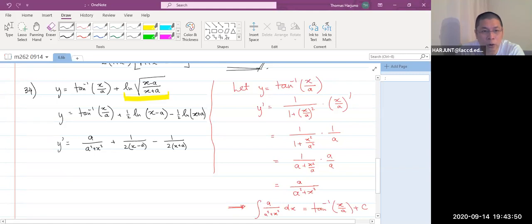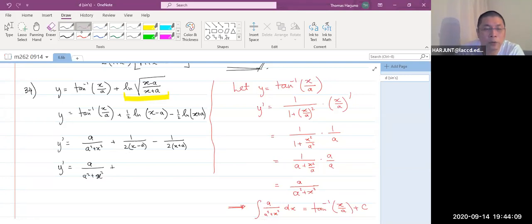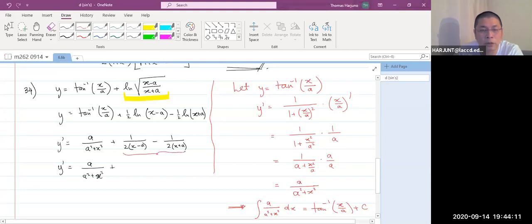If I go on simplifying the last two terms, I wonder if we can do it fast enough. You try to do it. But I think I will get a over x squared minus a squared. Is it right? I don't know.